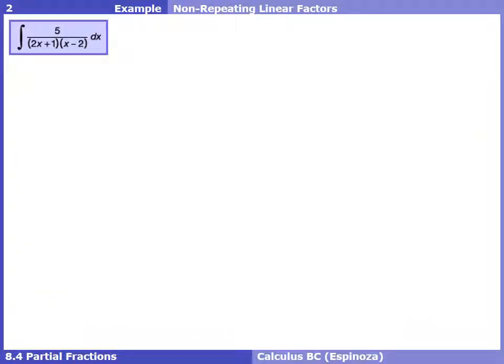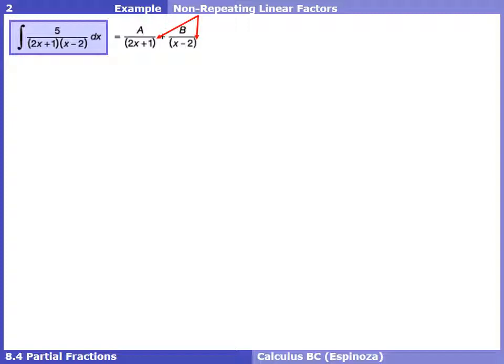Okay, so that last example we did in the last slide was an example of something called a non-repeating linear factor problem. The reason it's called non-repeating is because both of the factors in the bottom weren't the same, and also both of those factors were linear. This would be another example of a non-repeating linear factor kind of problem, and honestly, those are really the only types you have to worry about for the AP test.